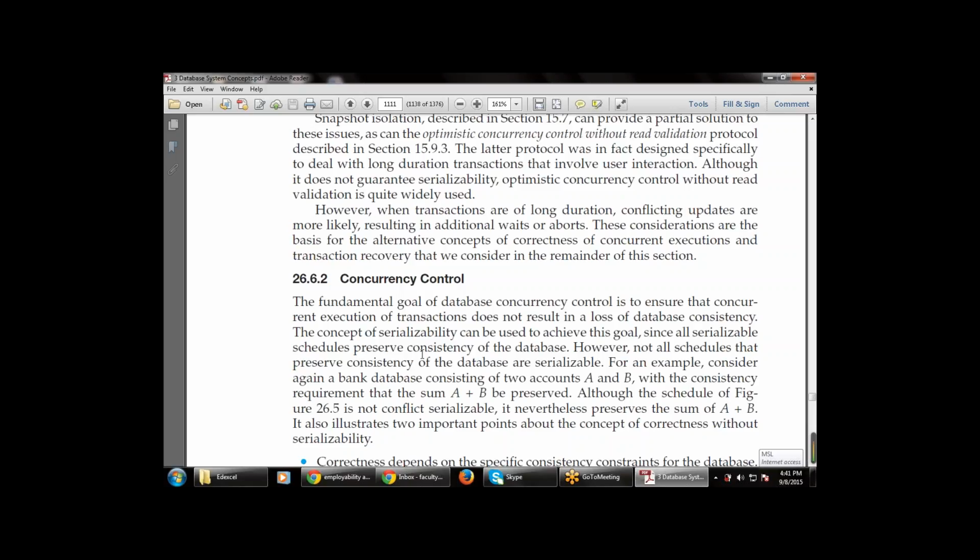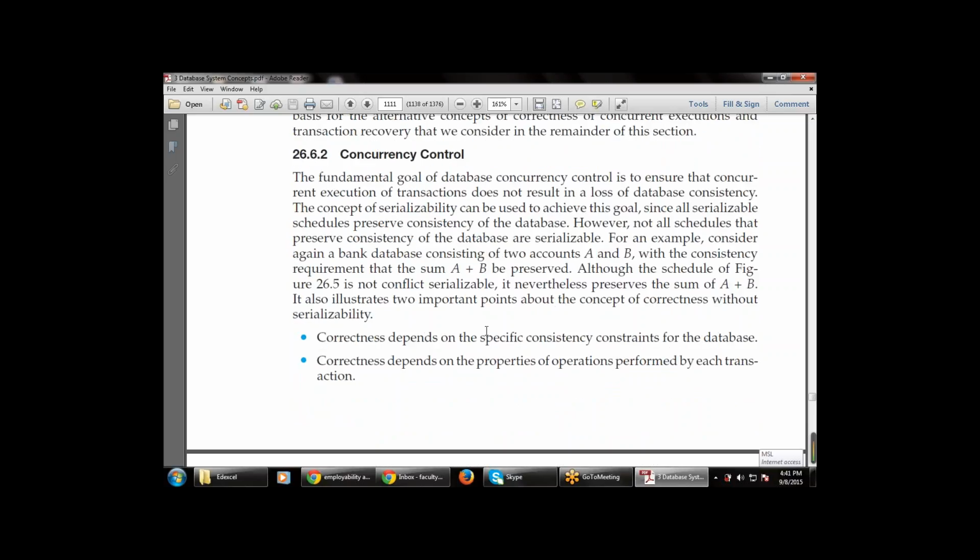And it also illustrates two important points about the concept of correctness beyond serializability. The first is that correctness depends on the specific consistency constraint for the database. So whenever we use the word correctness, that depends on the specific consistency constraint for the database. The second point is that correctness also depends on the properties of the operation that is performed by each transaction.